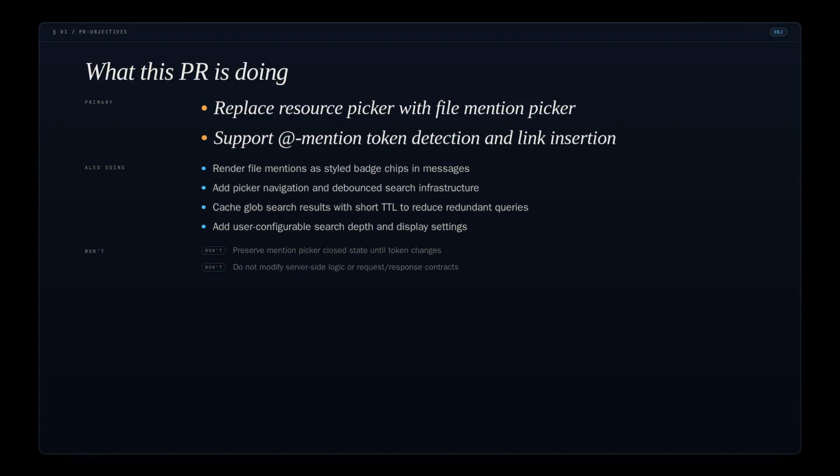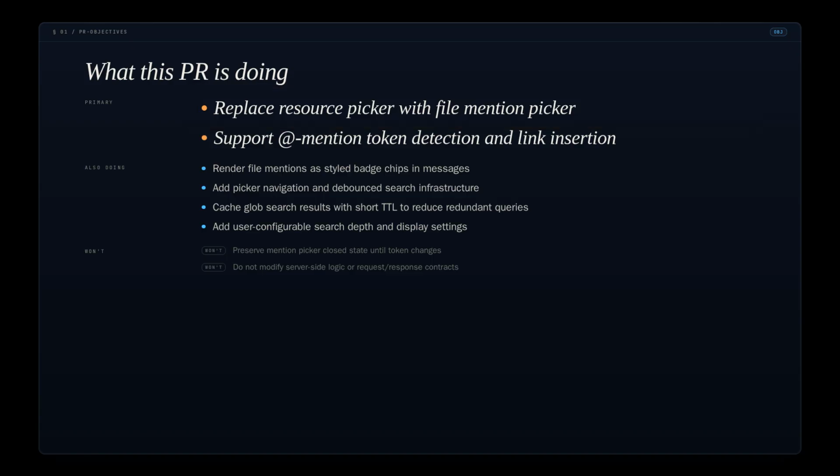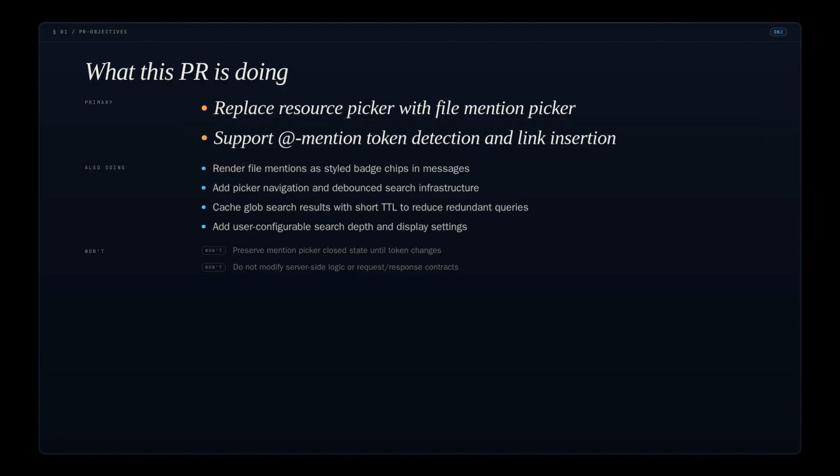First, we're swapping out the old resource picker, the one tied to MCP server capabilities, with a new file mention picker that searches the file system dynamically. Second, we're adding proper @mention token detection and link insertion so users can reference files just by typing @ followed by a path or file name.